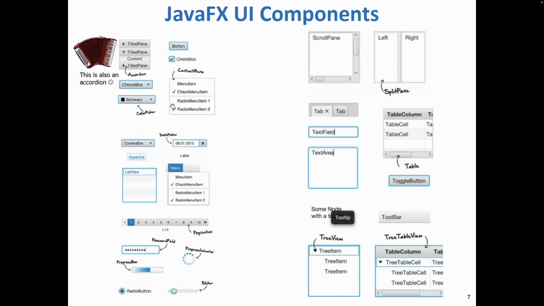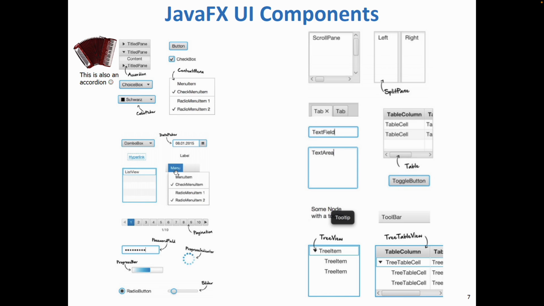The color, this is the color picker. This is a date picker, so you select from a calendar. Or the hyperlink, that when you click a link, the user is redirected to another page. Or a label, which is just a text, just a text.